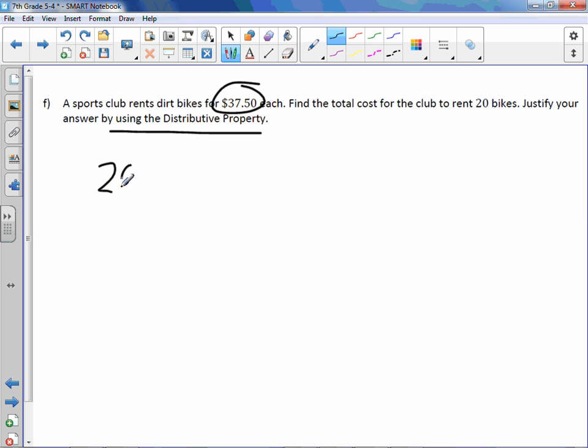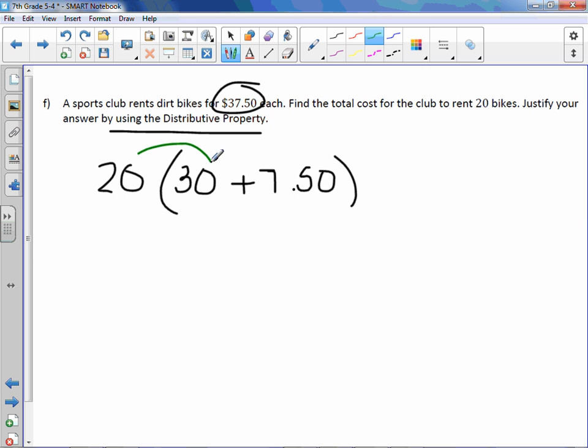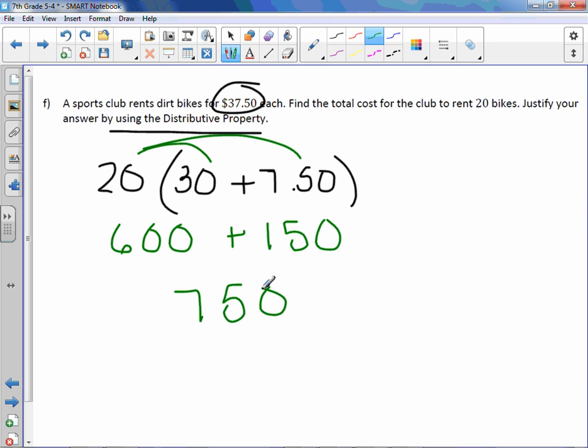Well, we have 20 bikes, and we have $37.50. So what we can do, let's go the other way. Let's use addition instead this time. I can take $30 plus $7.50. I can do those relatively easily in my head. So now distribute. 20 times 30 is 600. 2 times 3 is 6, add 2 zeros. Plus $7.50 times 20. I think $7.50 times 2 is 15, but add a 0. So 150. Add it together. $750.